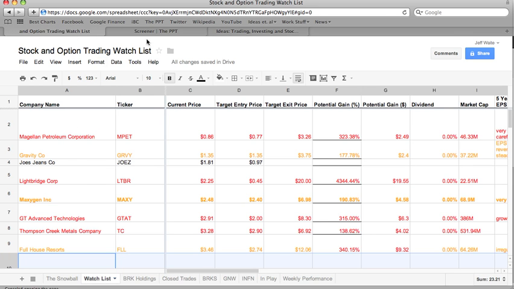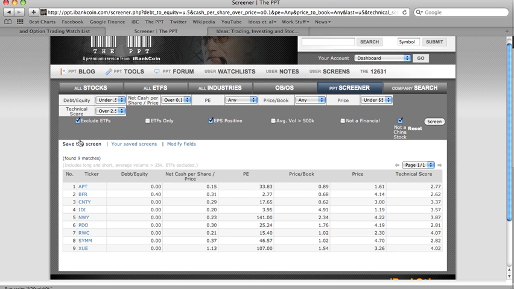You remember yesterday we started in the PPT screener where we're looking for stocks under $5 with strong fundamentals. Ideally a PE below 10, maybe 5, price to book under 1, debt equity around 0 is good, and some cash. These are some of the things we're looking for to get us started. This is the point in the right direction.